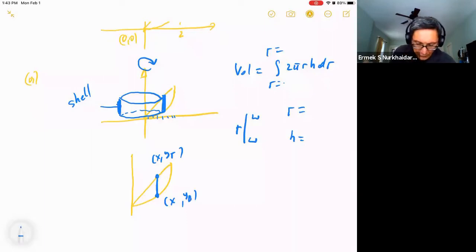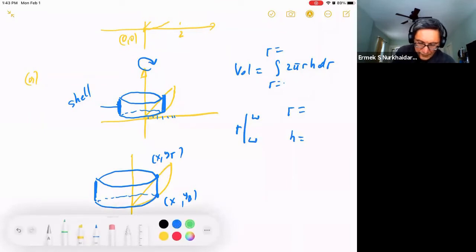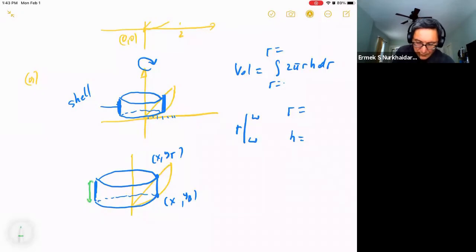Now, if you look at our shell, you see that the height is from here to here. So height equals the vertical difference between two points. To find the vertical distance between two points, we subtract the corresponding y coordinates. So that's y top minus y bottom.